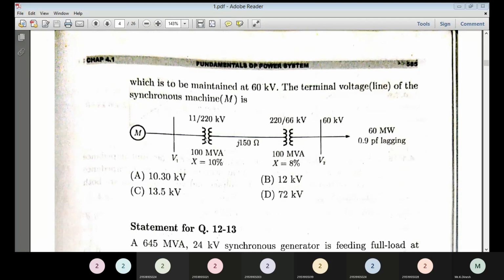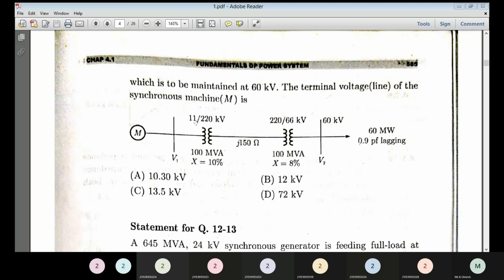So V1, V2 are your bus voltages. The first bus voltage we don't know, but the second bus voltage is 60 kV. This is what they have asked, we need to find V1. The second bus voltage is given, but the motor's terminal voltage is not given. So we need to find out what V1 is. The transformer information is given.